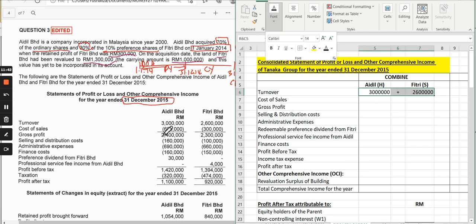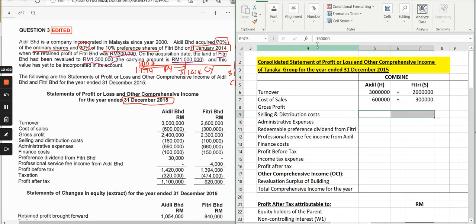Okay, you are adding 3 million with 2.6 million. We are not doing any adjustment for intercompany transaction yet. So you can do the same for your cost of sale. And then you repeat again the selling and distribution. So just copy that and put it there.